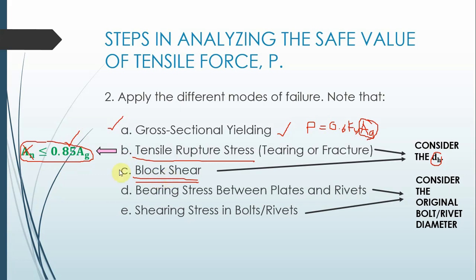Next is block shear. For block shear, it is the same: take the area in tension and take the area on your shear side. The formula is 0.5 Fu Ant plus 0.3 Fu Av. It is the same, and you also use D sub H. Next is the bearing stress between plates and rivets. For this one, we have to consider the original bolt or rivet diameter.